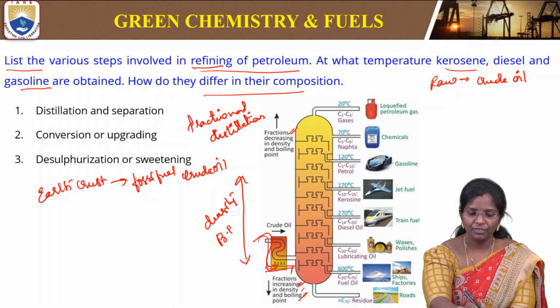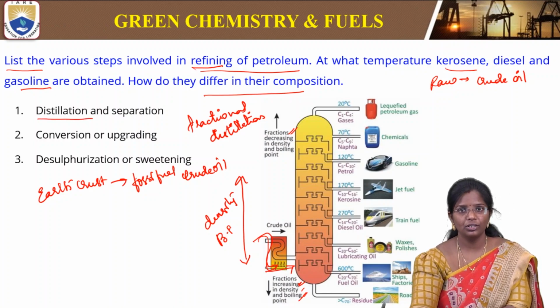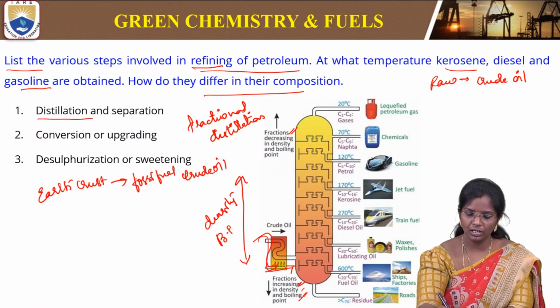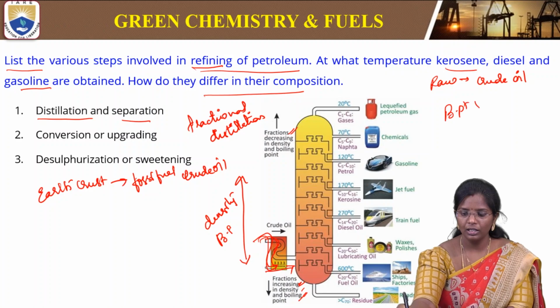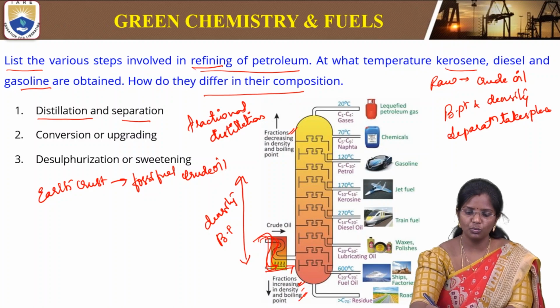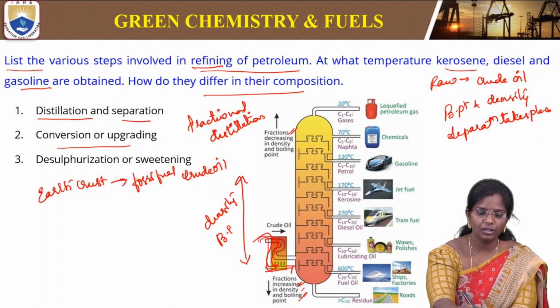Here we have different steps like distillation and separation. Distillation is the process wherein we send in the crude oil, and separation takes place depending on their boiling point and density. In the first step, this is what happens, and then comes conversion or upgradation.